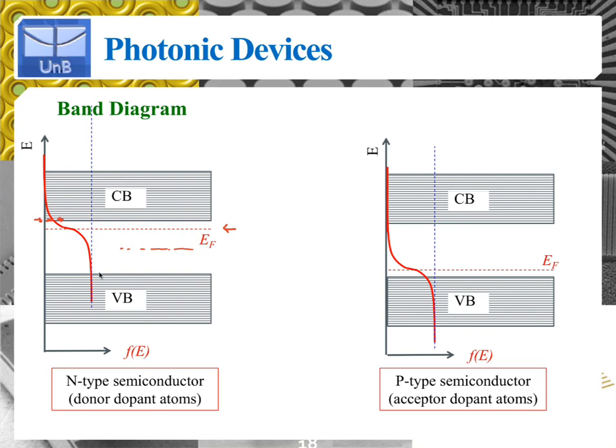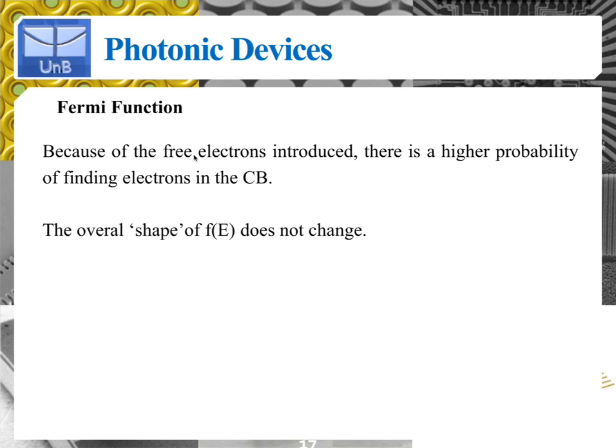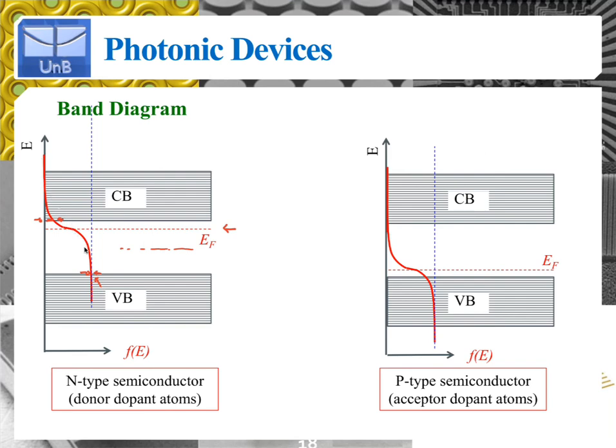And this is reflected by the fact that if you compare this gap right here, which, as we've discussed previously, is associated with the probability of occupation of holes, it's going to be smaller than for an undoped material. Because of the free electrons introduced, there's a higher probability of finding electrons in the conduction band, but the overall shape of the Fermi function does not change. So this function in red here, the Fermi function, has the same shape as it did for an intrinsic material. It's only shifted up towards the conduction band. And the more you dope the semiconductor, the higher the Fermi level is going to be towards the conduction band.